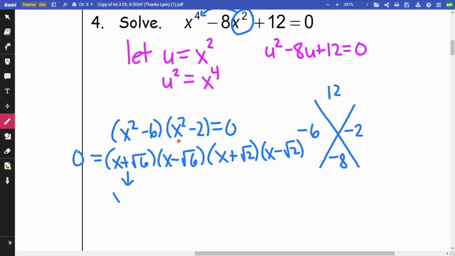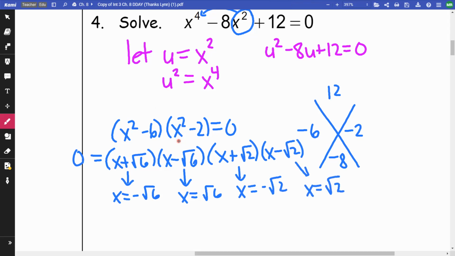So then when I solve, this is going to be a negative root 6, a positive root 6, a negative root 2, and a positive root 2. This is one that I could not have used synthetic division on because none of these are rational. All of these are irrational answers. And notice I have conjugates, plus and minus, plus and minus.